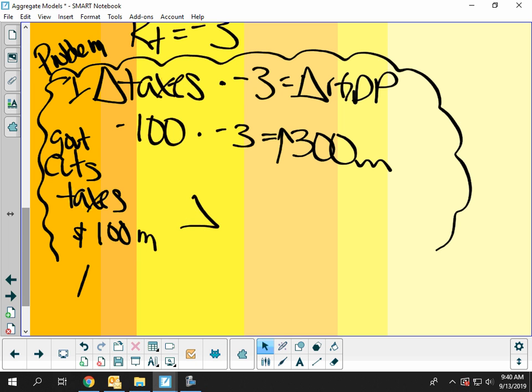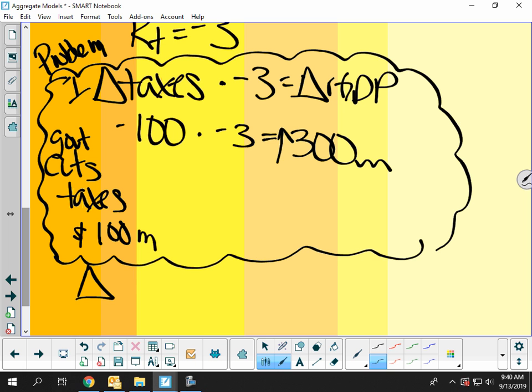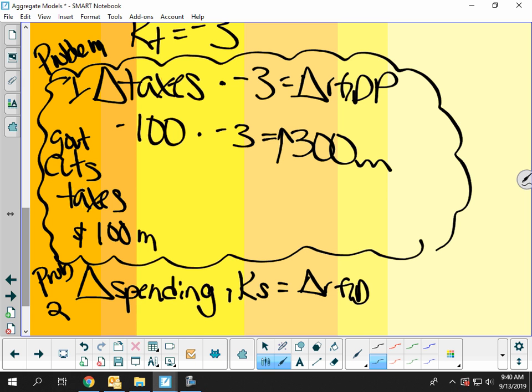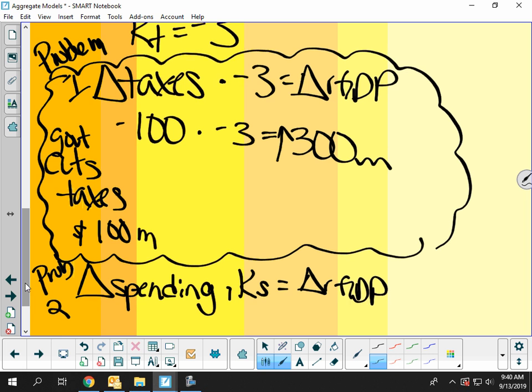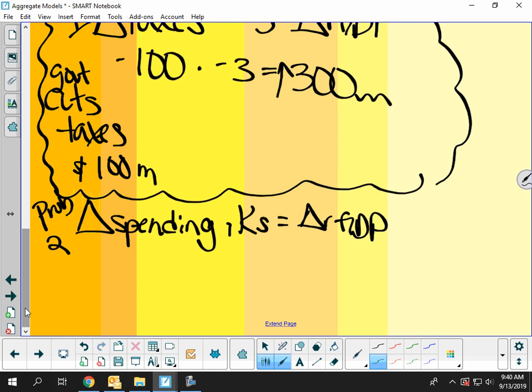Oh. There we go. Here's problem 2. Some sort of change in spending times KS is going to give us some sort of change in real GDP. And we said KS is 4.